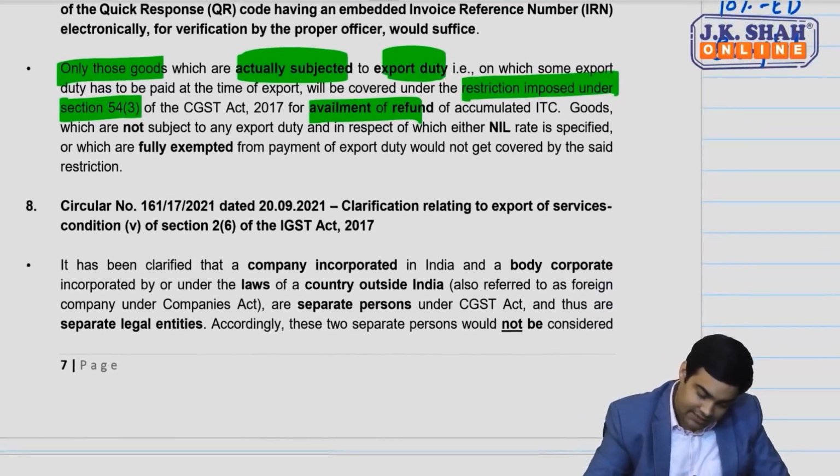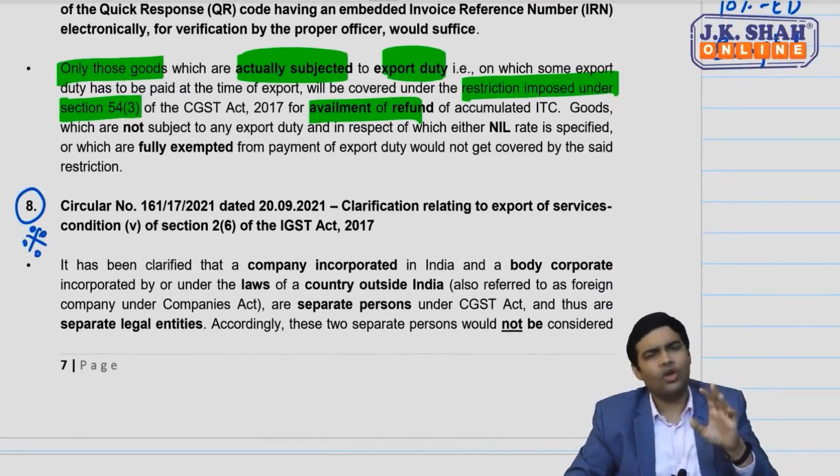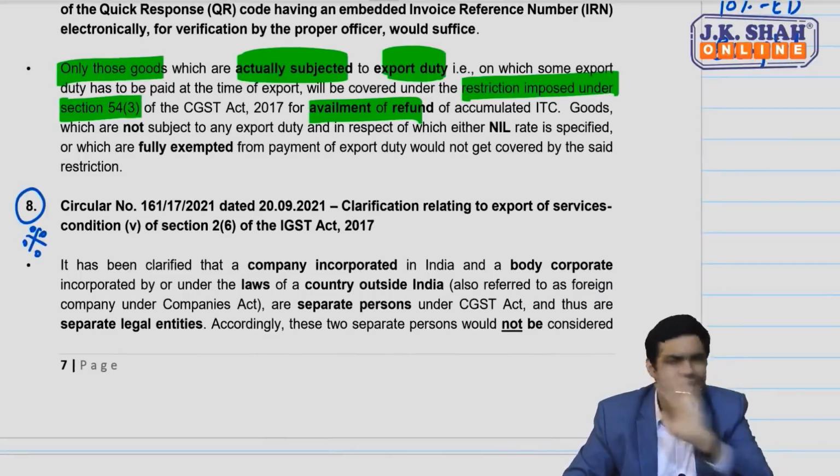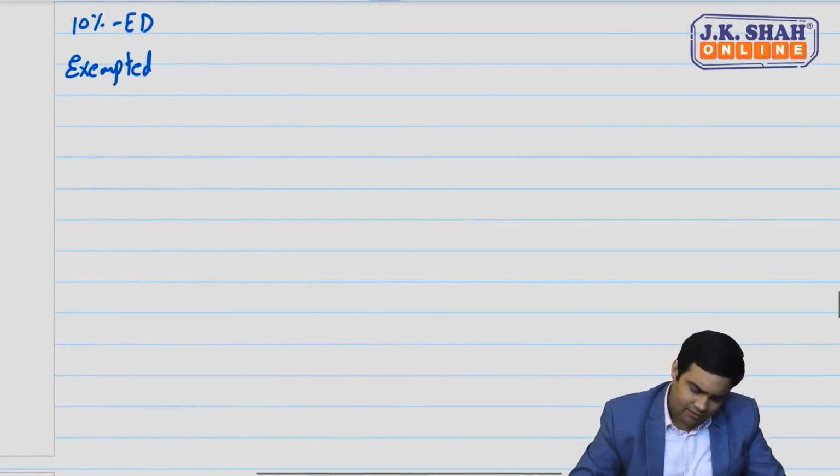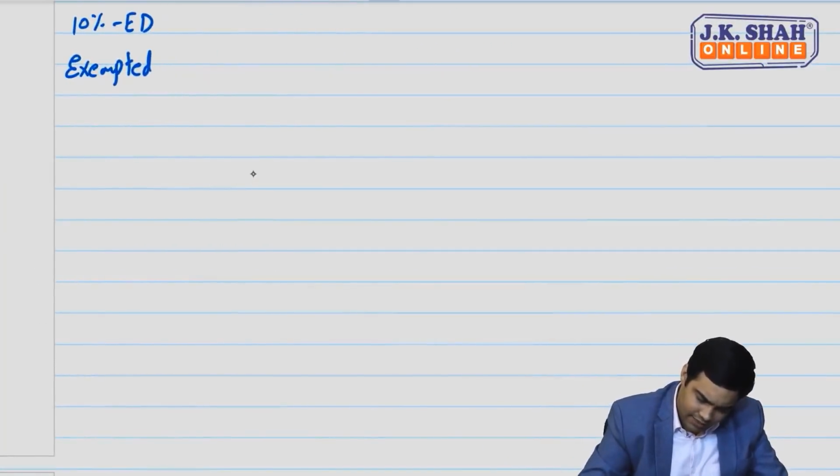Again, people, next one, mark it as very important again. Very important provision, though it is very simple. Very, very simple. See this. We had learnt one aspect.